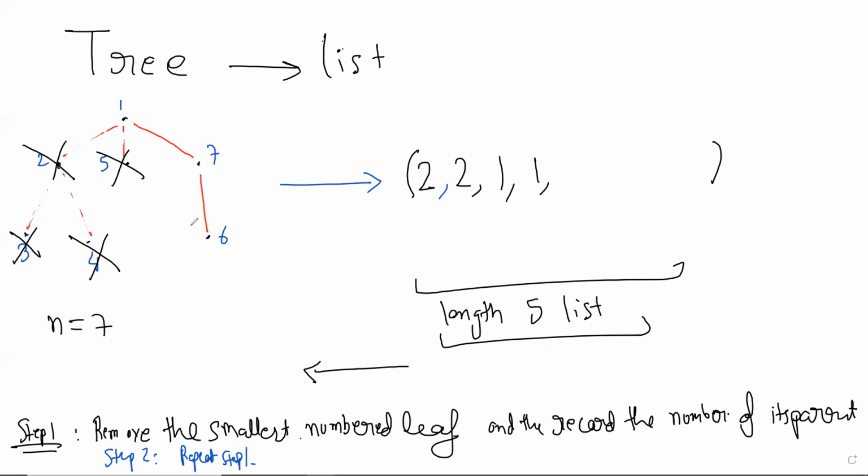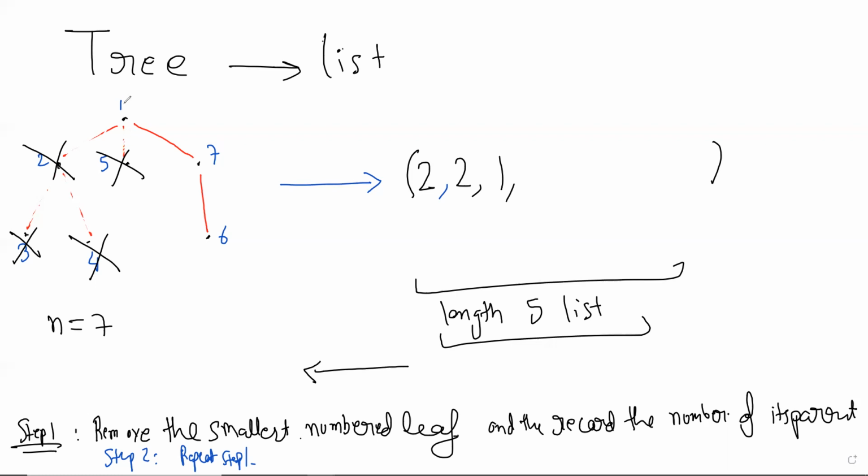6 is now the smallest, so we remove it. Okay, and we'll record the number of its parent. Uh-oh. That's why I always make this mistake. Let's go back. Yeah, you're right. So till now we have this. I've made this mistake twice, I think, today.